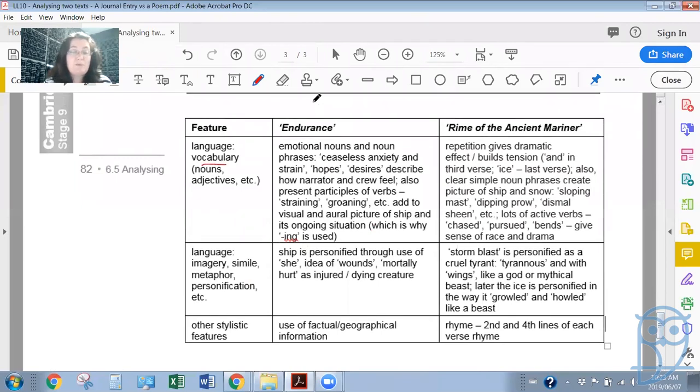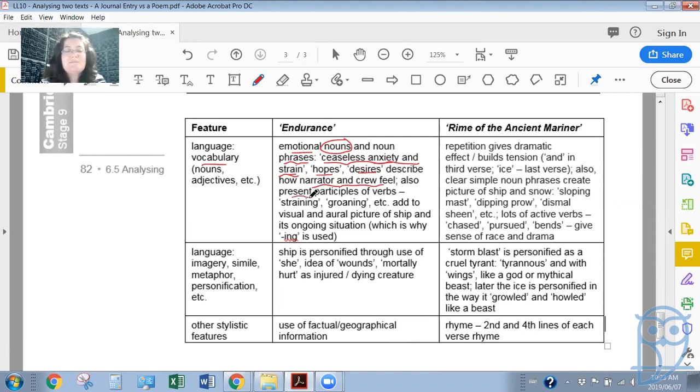Now, what about vocabulary? Well, there are emotional nouns. An emotional noun, what's that? Well, anxiety, to do with emotions, and it's a thing, it's a noun. Strain, same thing, it's a thing, it's a noun. Your hopes, your desires, okay, so there are emotional nouns and noun phrases. So anything that's more than a word, it's a phrase. So "ceaseless anxiety and strain" is a phrase. Ceaseless anxiety and strain, that is a noun phrase. Okay. And what do these do? How do they function? Well, they describe how the narrator and the crew feel. They are feeling quite hopeless, quite devastated.